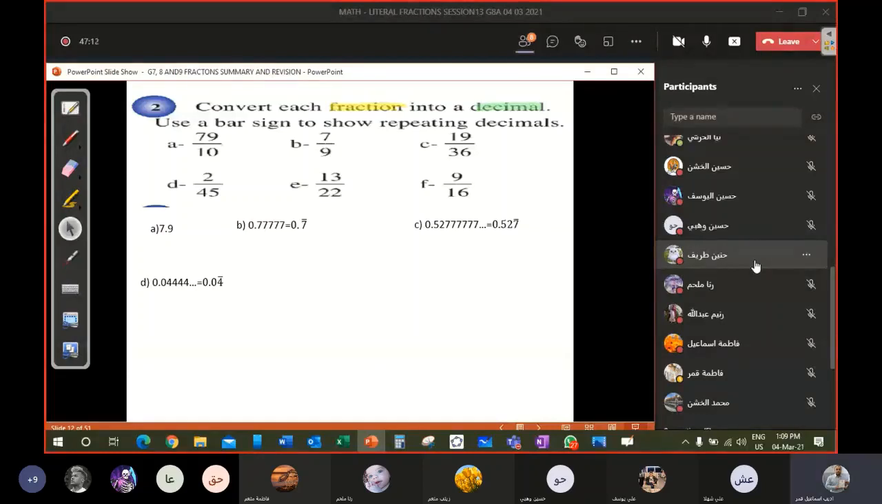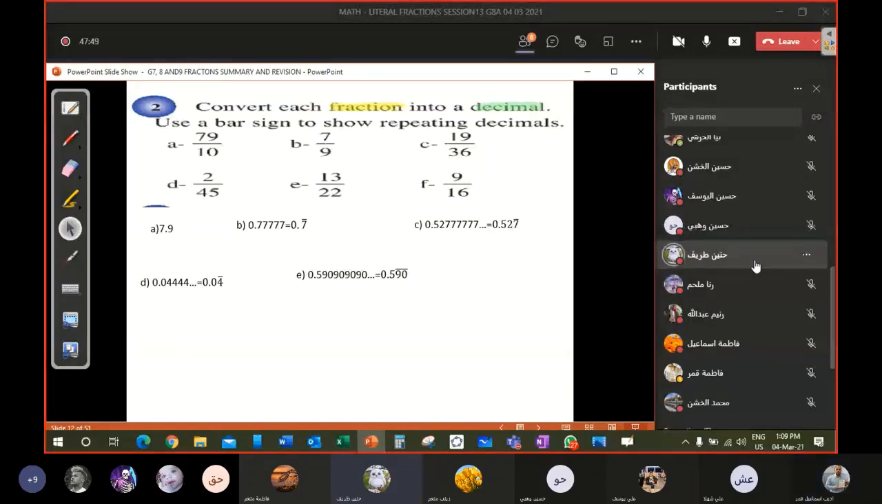Hanin Tarif. Equal 0.5909. It comes out periodic. 0.5909090. Is this periodic or decimal? Periodic. Periodic, Hussein Wahbi. Hanin Tarif.